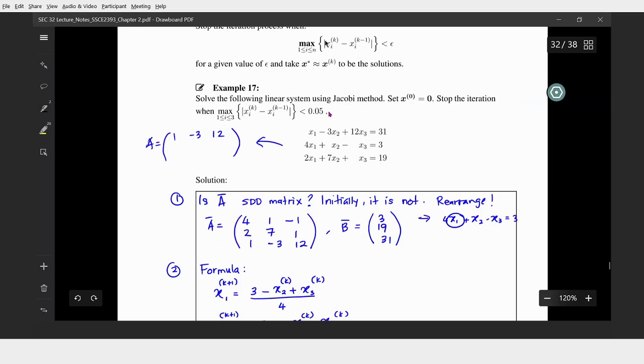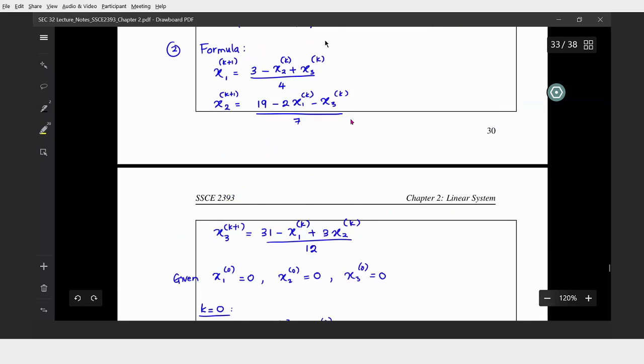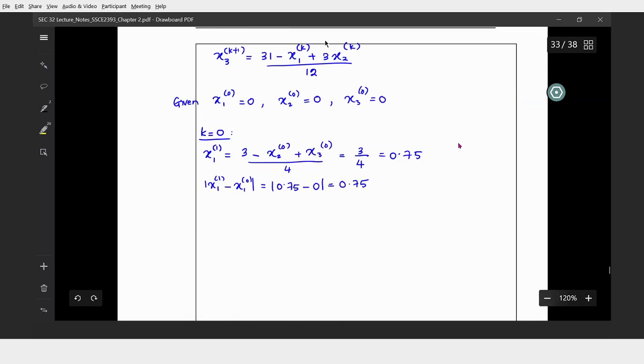Maybe I can put here, use 2 decimals. In the exam it will be stated. So put that: use 2 decimal places in your calculation. So that is for the x1.